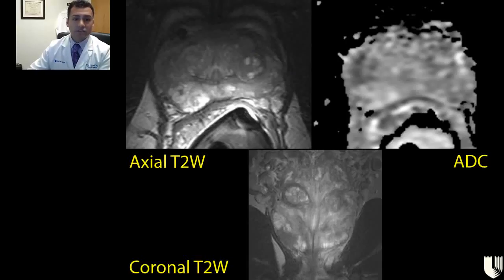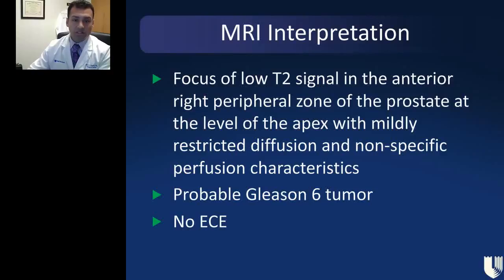We see the axial T2 weighted images on the top left, the ADC images on the top right, and coronal T2 weighted images on the bottom to articulate and really show well the location of the tumor. Anterior right peripheral zone with mildly restricted diffusion, and I feel like you can see nicely on the bottom image that the capsule, or the thin black line overlying this tumor, is clearly intact.